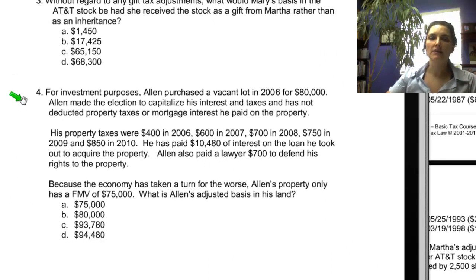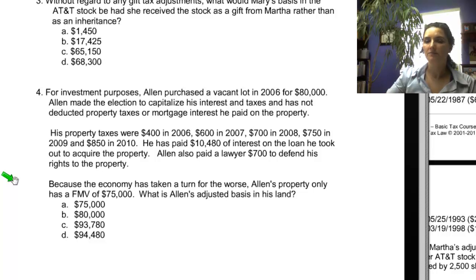For investment purposes, Alan purchased a vacant lot in 2006 for $80,000. Alan made the election to capitalize his interest in taxes and has not deducted property taxes or mortgage interest that he paid on the property. His property taxes were $400 in 2006, $600 in 2007, $700 in 2008, $750 in 2009, $850 in 2010, and then he also paid $10,480 of interest on the loan he took out to acquire the property. Finally, he also paid a lawyer $700 to defend his right to the property. Because the economy has taken a turn for the worse, Alan's property is only worth $75,000 today.